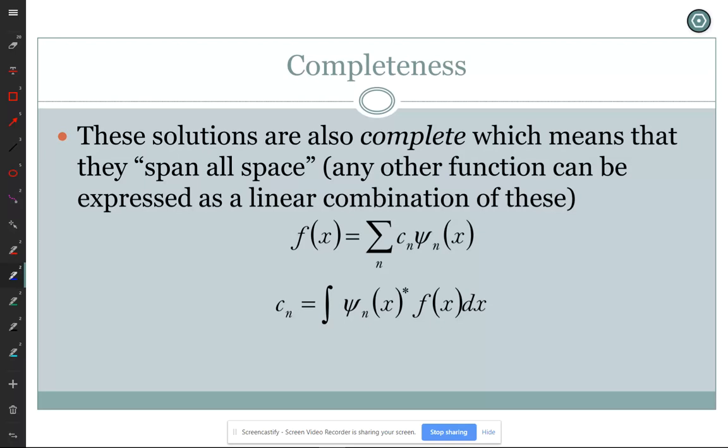Now, completeness says we need to have all of them that are mutually perpendicular. It's not sufficient to just have some that are mutually perpendicular, but we have to have all of the mutually perpendicular ones that exist in that space.